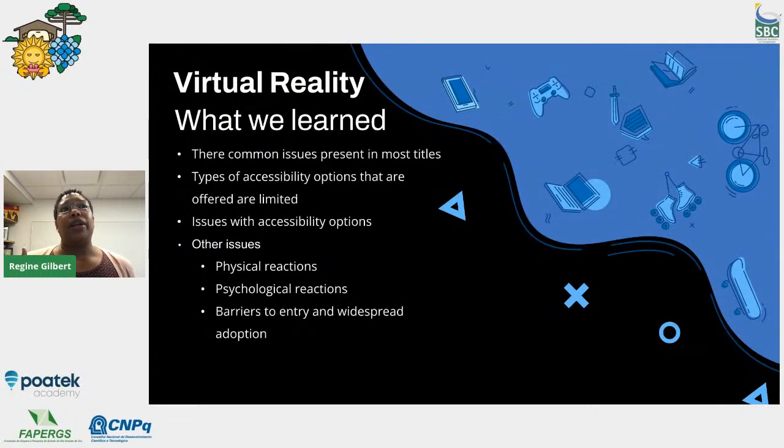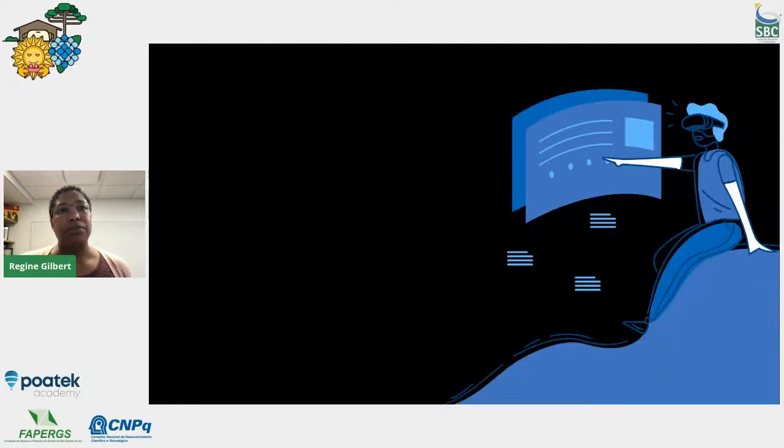So what we learned is that there are common issues present in most titles. The type of accessibility options that are offered are limited. Issues with accessibility options varied, and I'll get into that in a moment. Other issues were physical reactions, psychological reactions, and barriers to entry and widespread adoption.